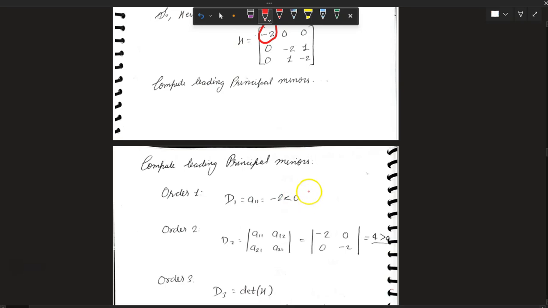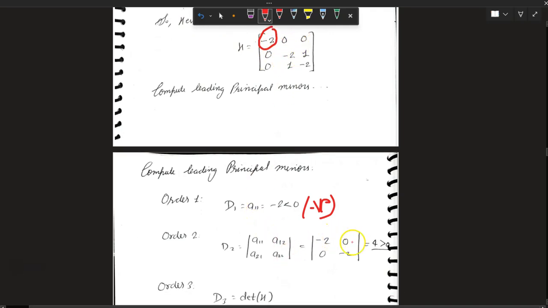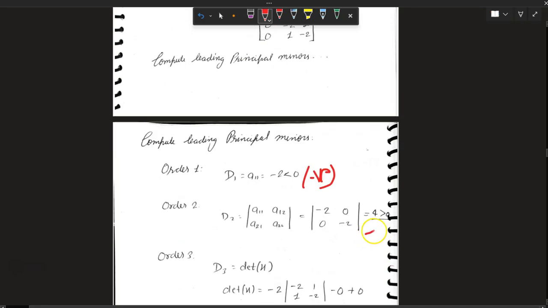Okay, it's a negative value, so it's a negative. So let's do the order 2. How to calculate this order 2? Order 2, d2 is equal to, consider only these two, a11, a12, a21, a22. Only these two you have to consider. So just put all the values and calculate. You will get a positive value. So here you are getting a positive.